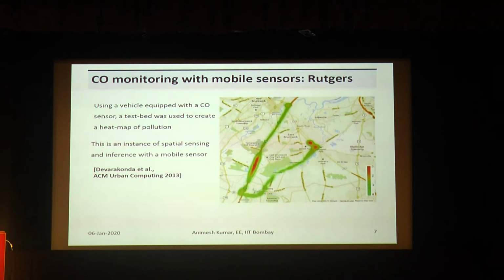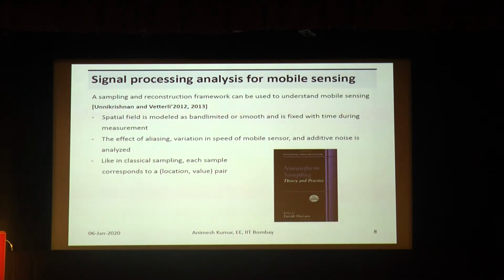All right. So these are experiments which introduce mobile sensing to us, and then one asks the question: has it been looked at in a formal manner? Is there signal processing analysis available for mobile sensing? The answer is yes, but it's very recent. Around 2012 or 13, a group from EPFL, Unnikrishnan and Vetterli, looked at spatial sampling and reconstruction in the classical framework of the Shannon sampling theorem.